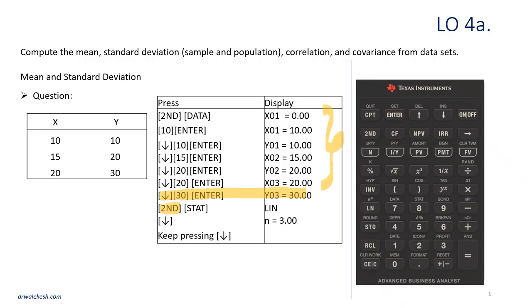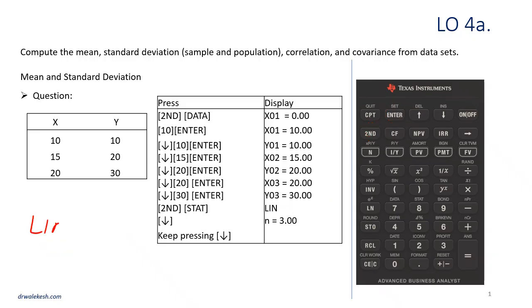The next step is now to press second function start. So this is second function, then start is here. Start is a secondary function. What I expect you would see on the face of your financial calculator is LIN, L-I-N. If you do not see LIN on the face of your calculator, then you need to press second function set repeatedly, until you see LIN on the face of your calculator.